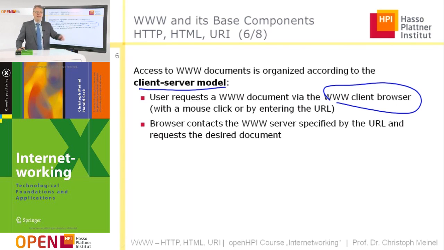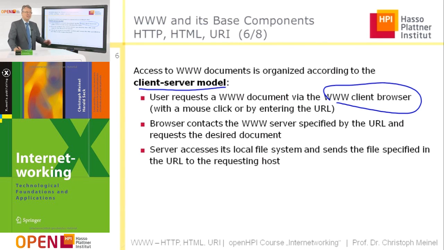A URL is one version of such a uniform resource identifier. And then the browser contacts the web server that is specified in the URI. And then the client requests the document that is stored on this web server, and the document also needs to be specified by this uniform resource identifier or uniform resource locator.